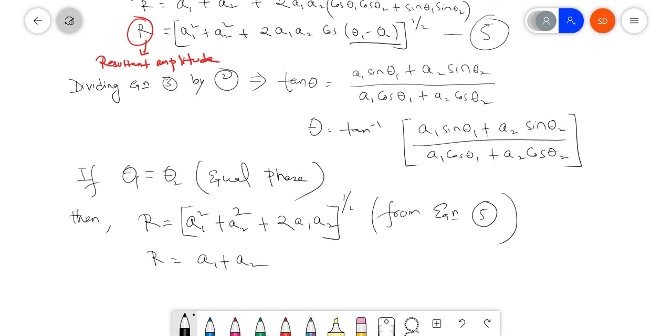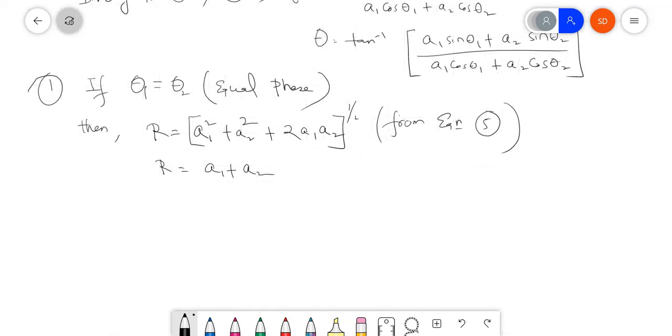Now that is the first case. The second case is when their phase difference is 180 degrees, that is pi. For example, if theta 1 minus theta 2 is equal to pi radian, then from the same equation, equation 5, we will get a1 minus a2. So this is the case of two collinear simple harmonic motions having the same frequency. Collinear means they are in the same line, in the same direction.